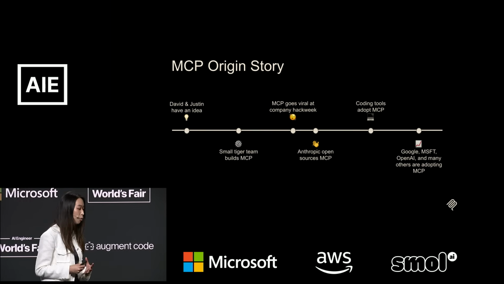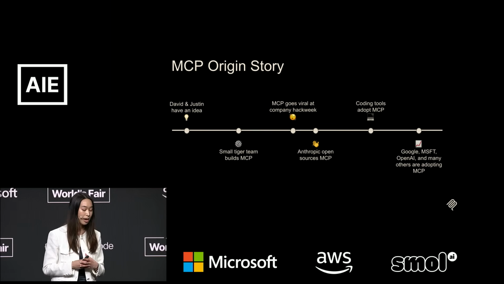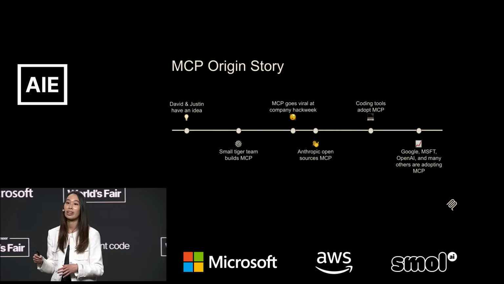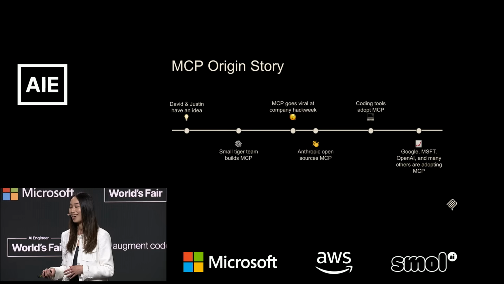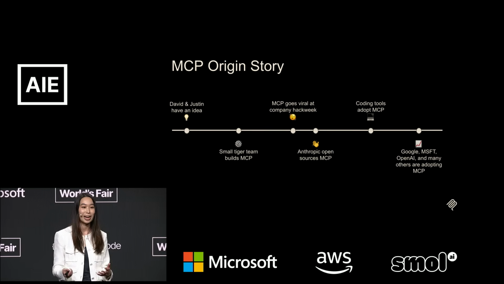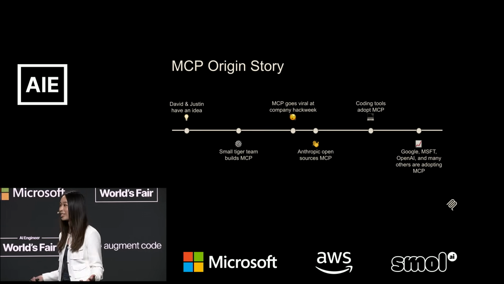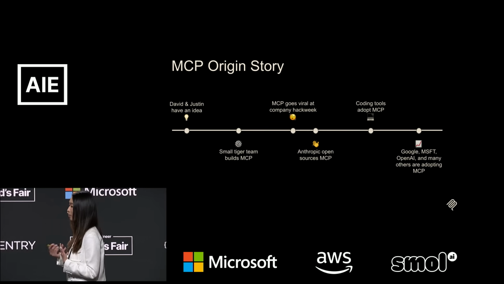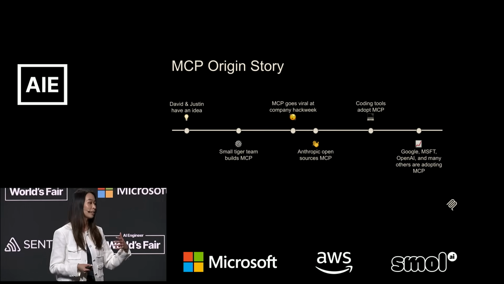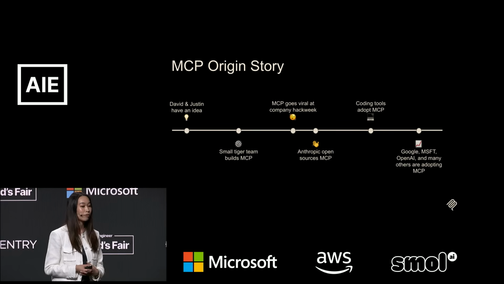So they formed a small Tiger team internally, worked on this protocol, and launched it at our company Hack Week in November of last year. And this was really the first turning point of MCP. It went viral, as you can imagine. Engineers from various teams were working on building MCPs to automate their own workflows. They were working on MCPs to automate other teams' workflows.